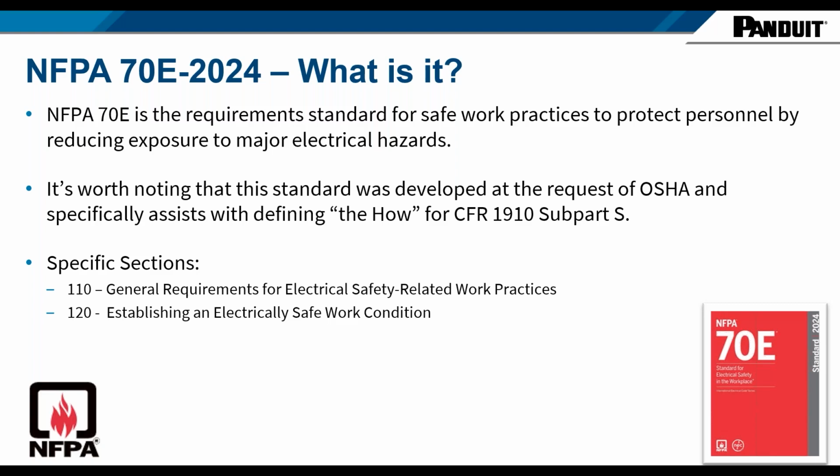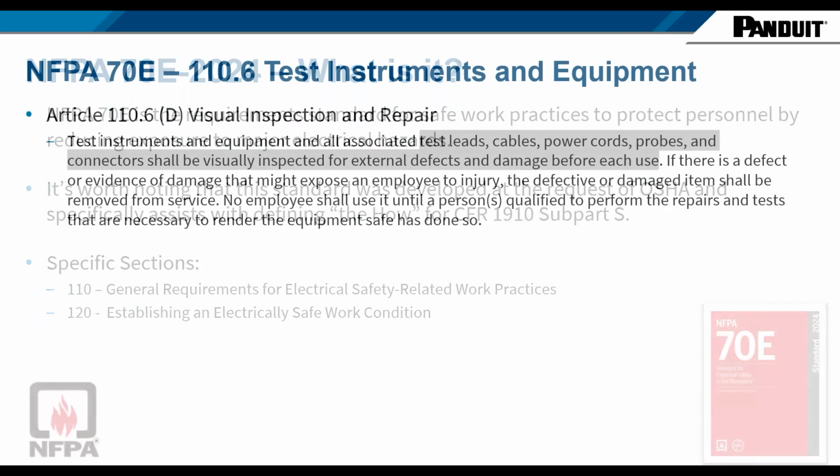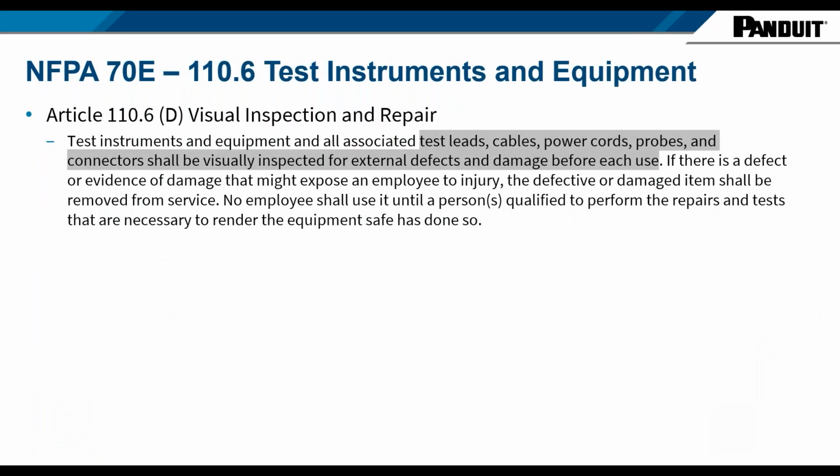So the two specific sections, or at least parts of the sections, that we're going to cover are 110 and 120. So 110 is the general requirements for electrical safety related work practices, as they say up there. And 120 is how to establish an electrically safe work condition. So again, getting very much into the how, not just the what. So 70E, the first part in 110 is .6D, visual inspection and repair.